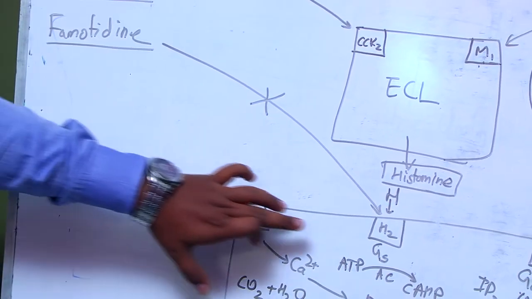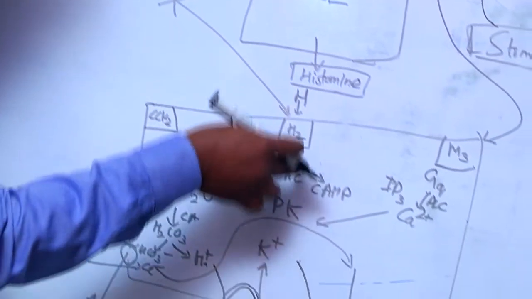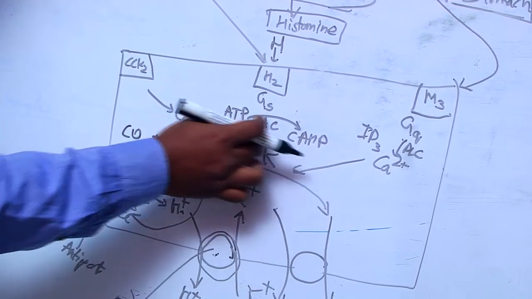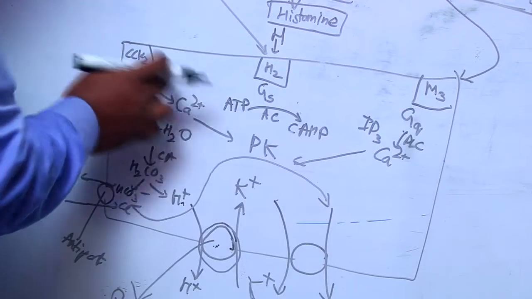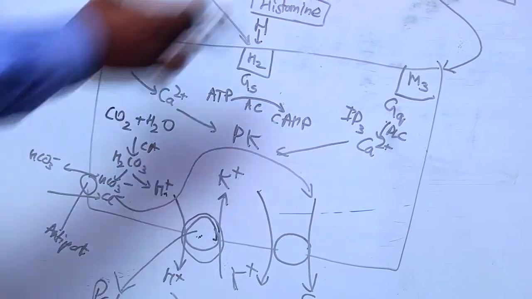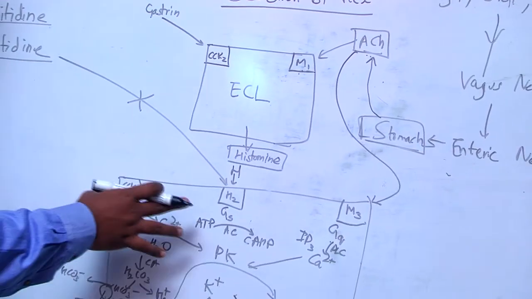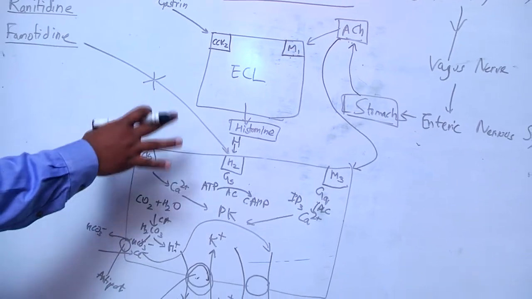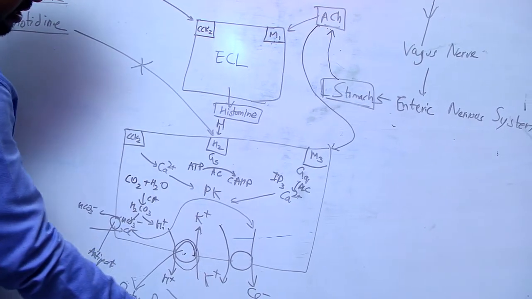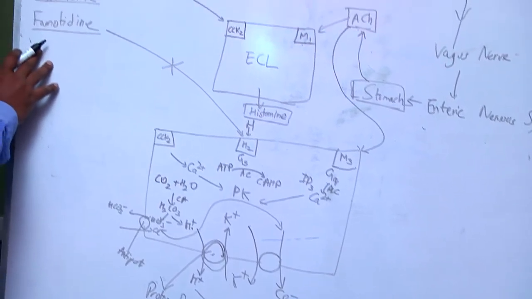So what happens when you block this receptor? When you block this receptor, there will be inactivation or no activation of your protein kinase, but these two channels will still be active because there is still secretion of your acetylcholine, which is acting on your M1 receptor and M3 receptor. So yes, you will have effect, but not that much of an effect to stop or cease the secretion of HCl. So these are the first line drugs which are used, which is called the H2 blockers.